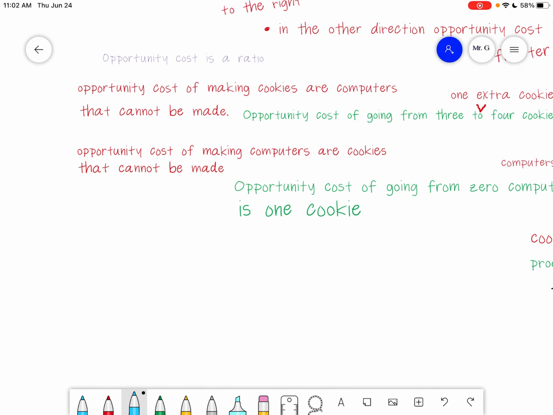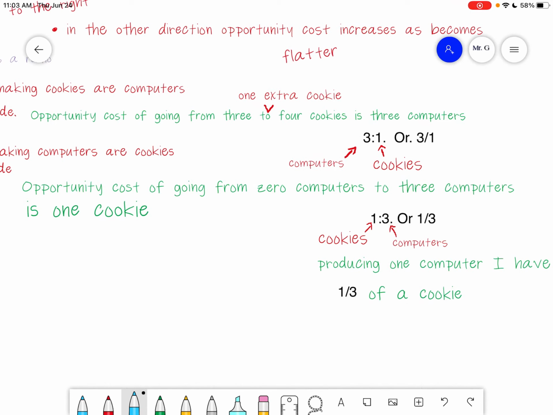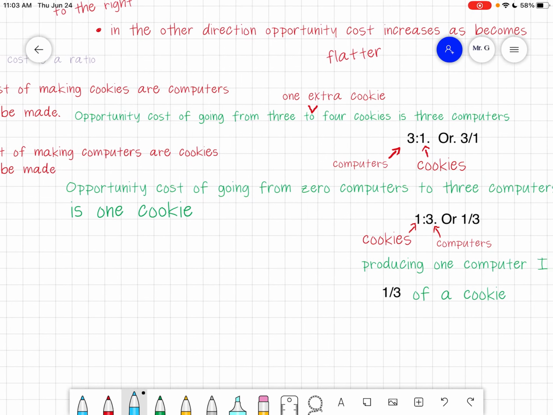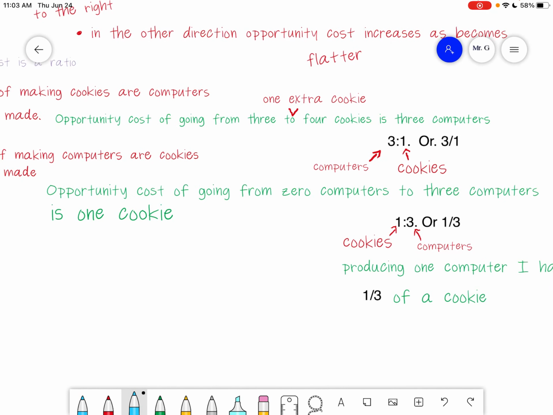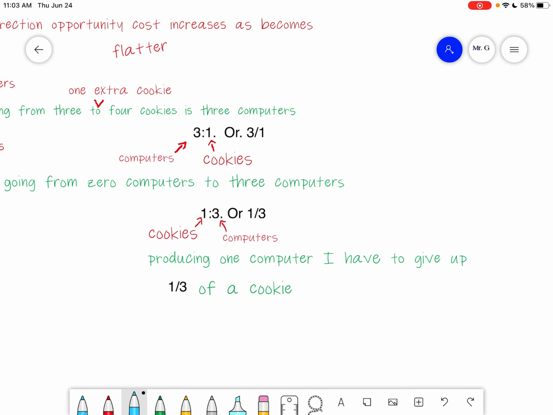Now, what is the opportunity cost of making computers that cookies cannot be made? So the cookies are the opportunity cost. So to make computers, we have to give up cookies. So the opportunity cost from going from 0 computers to 3 computers is 1 cookie. So then we write it as 1/3. Okay, so in this particular case, what we're having to give up, the cookies, is at the top here, and the computers, what we're receiving, are at the bottom, or 1/3. And so you can work it around. So producing 1 computer, I have to give up 1/3 of a cookie.